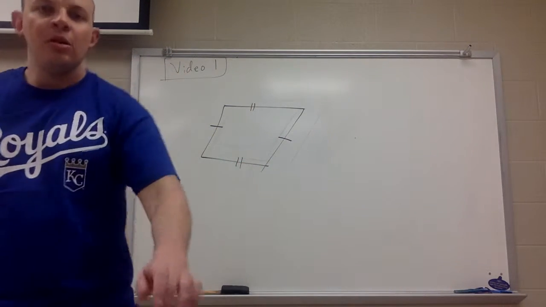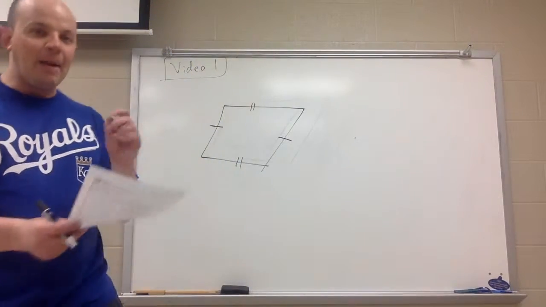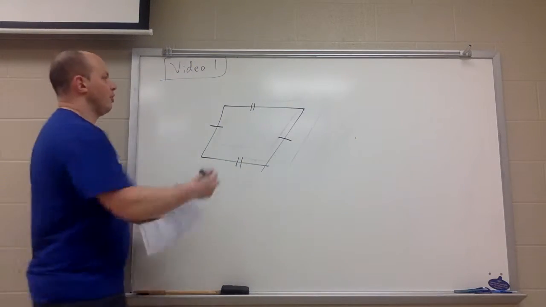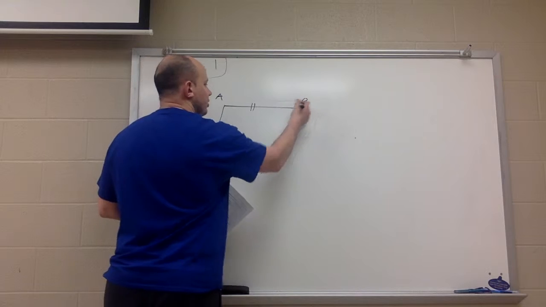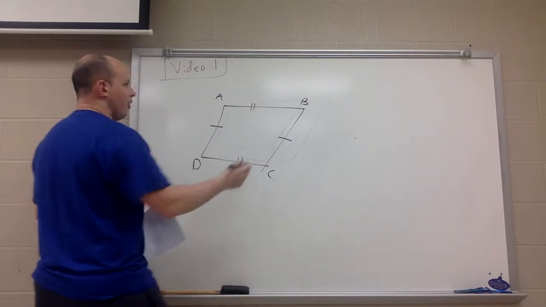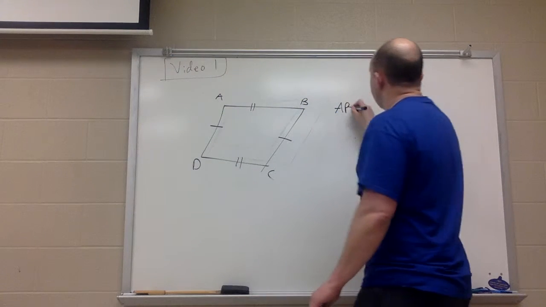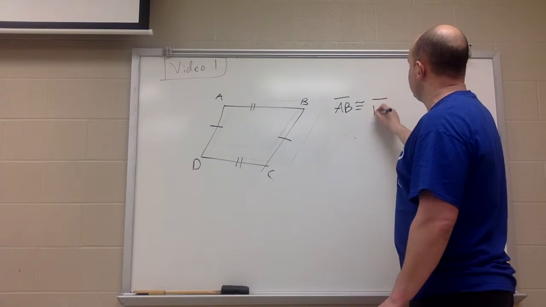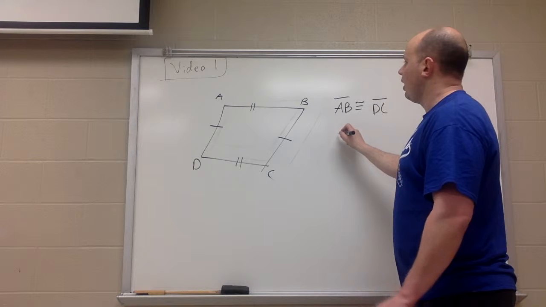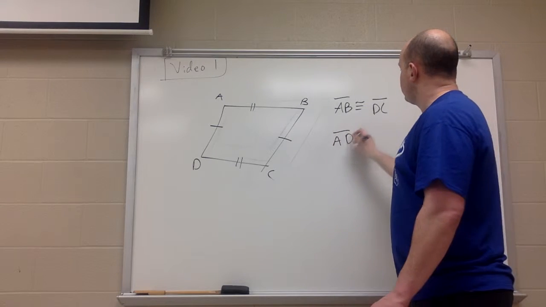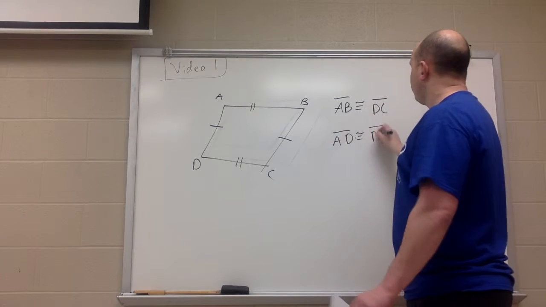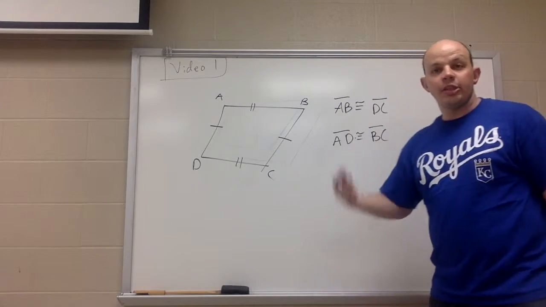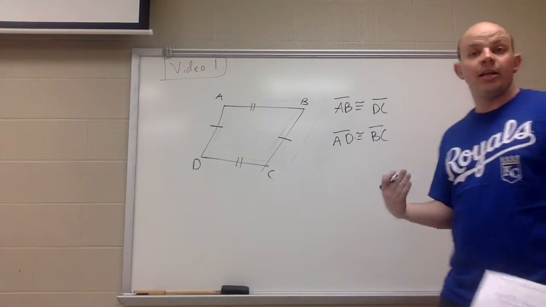Next condition: both sets of opposite sides are congruent. So if this is AB, CD, then AB is congruent to side DC, and they're opposite, and AD is congruent to BC. Since that's true, this is again a parallelogram.